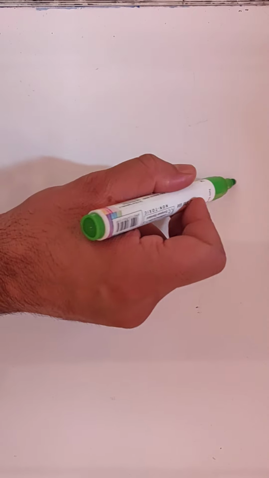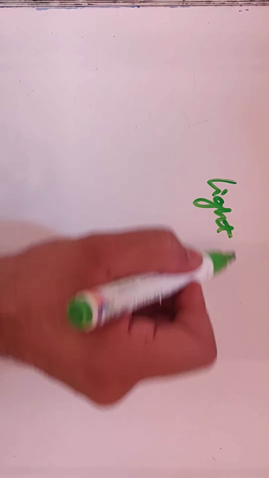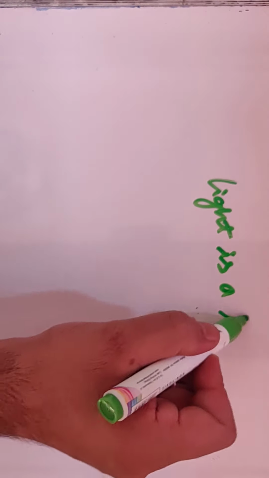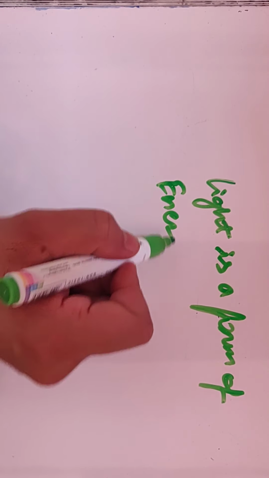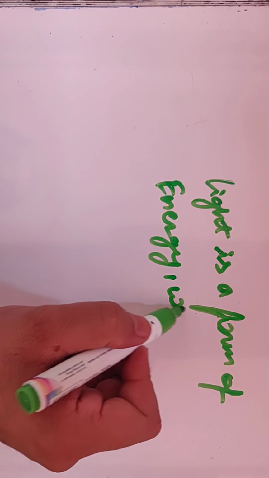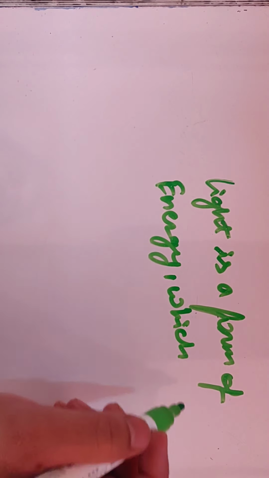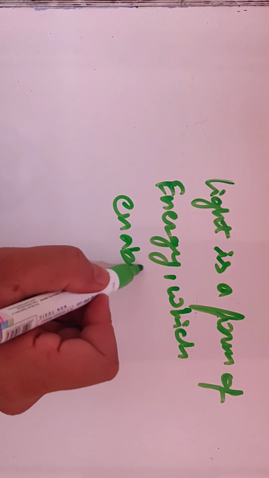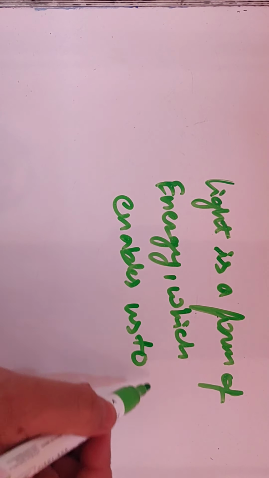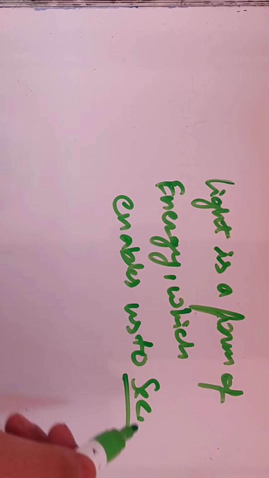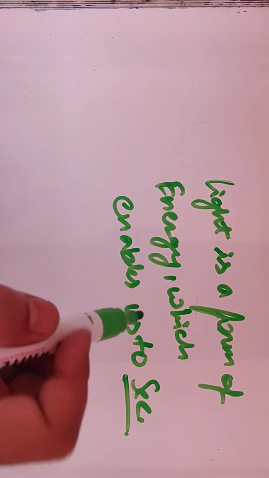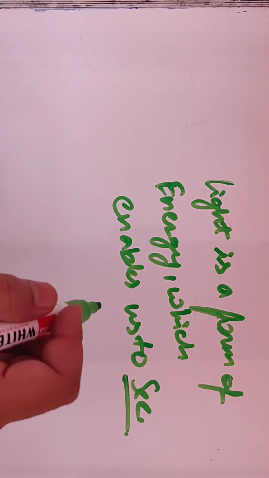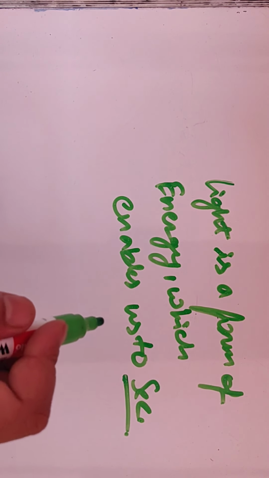The basic definition of light is that light is a form of energy which enables us to see. Alright, so that is a very plain and simple definition of light. So now light is a form of energy which enables us to see. So how does light enable us to see?